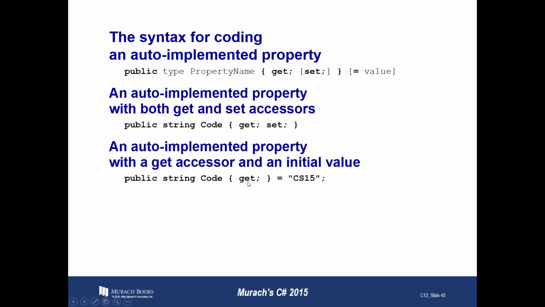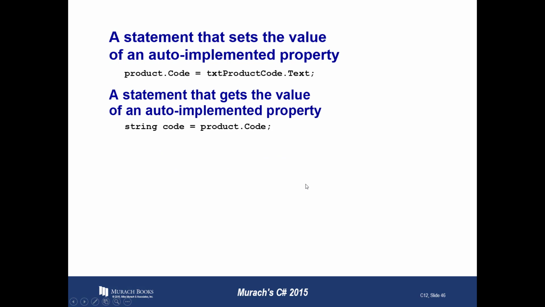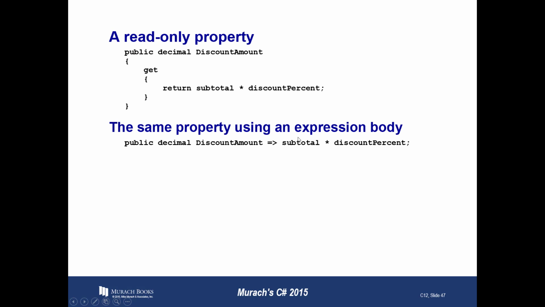Here is a get, and we are setting the initial value of the code to CS15. Again, notice get, and it's on the right-hand side of an equal sign. We're copying it to a local variable. Set, it's on the left-hand side of an equal sign, and we're copying the value of something into that property. We've already talked about read-only properties.